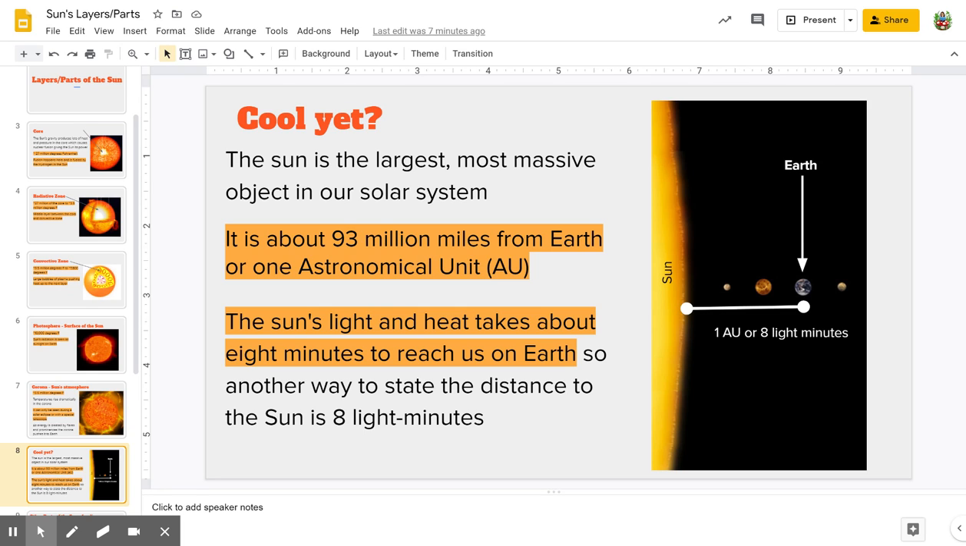All right? Now, the sun is the largest and most massive object in our solar system, and it is about 93 million miles from Earth. And we also use that measurement as an astronomical unit. So when we talk about 1 AU, we're talking about just the distance from the sun to the Earth.